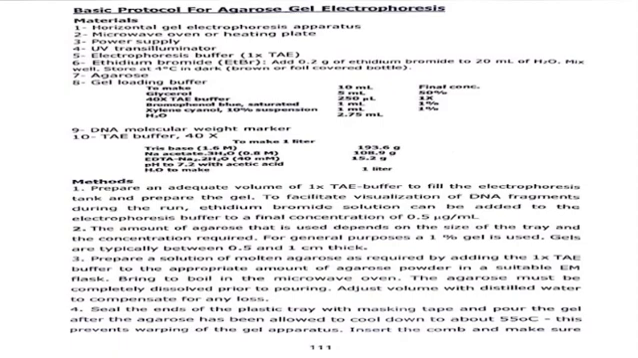Basic protocol for agarose gel electrophoresis. Materials: 1. horizontal gel electrophoresis apparatus, 2. microwave oven or heating plate, 3. power supply, 4. UV transilluminator, 5. electrophoresis buffer (1x TAE), 6. ethidium bromide (EtBr). Add 0.2 gram of ethidium bromide to 20 milliliters of H2O. Mix well. Store at 4 degrees Celsius in the dark (brown or foil-covered bottle).